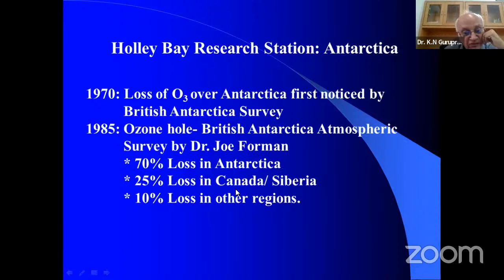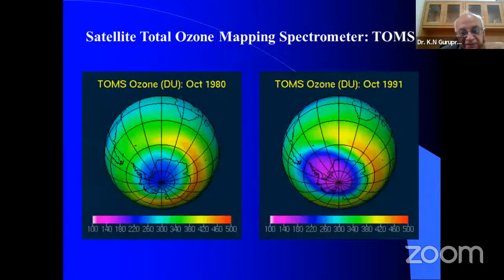And in cold, temperate countries like Canada and Siberia, the loss was about 25%. But in the tropical regions, the loss is less. It's only about 10%. This is because of the various differences in the atmosphere between the equator and when we move towards the pole. I come to it later. Now, this is how the ozone hole was detected, and it was continuously being measured over the South Pole.